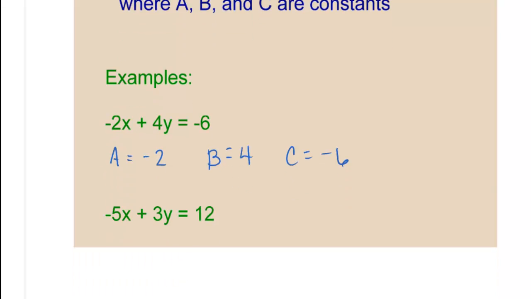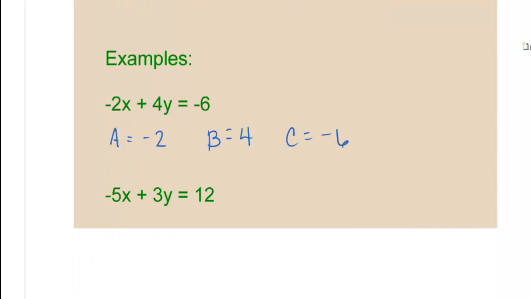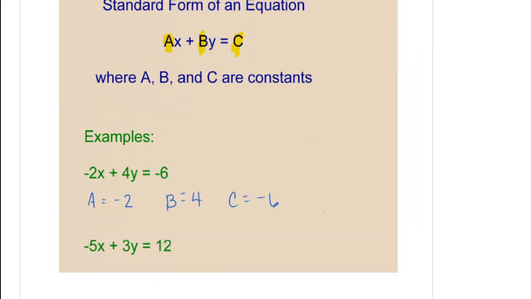In our next example, we have negative 5x plus 3y equals 12. So what's our a? A is the coefficient of x, so it's negative 5, right? What is our b? It's the coefficient of y, so it's 3. And what is c? C is the constant by itself on the right-hand side, so it's 12.